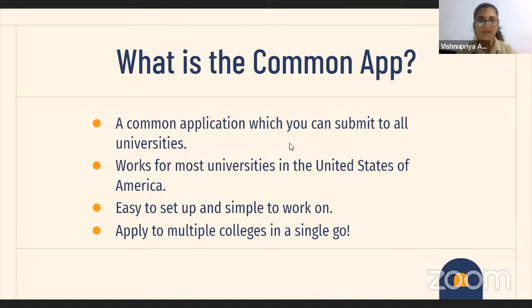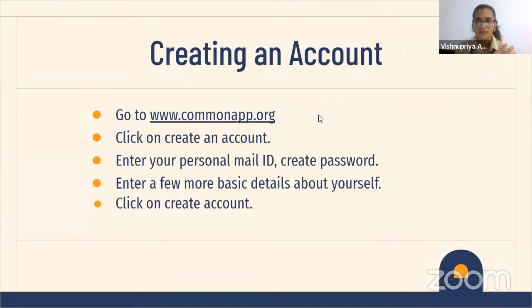Moving to the next slide, creating an account. For this, you have to go to www.commonapp.org and click on create an account, which is on the home page. You'll have that button. Then enter your personal mail ID, create a password, a few more basic details, and then your account can be created. But here, what I'd like to highlight is the personal mail ID that is used. It has to be one that is always with the student. That means the mails should always be accessible.